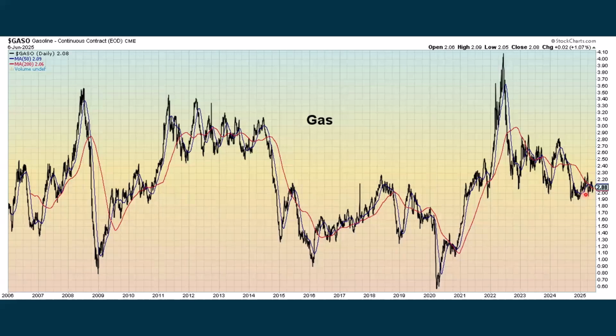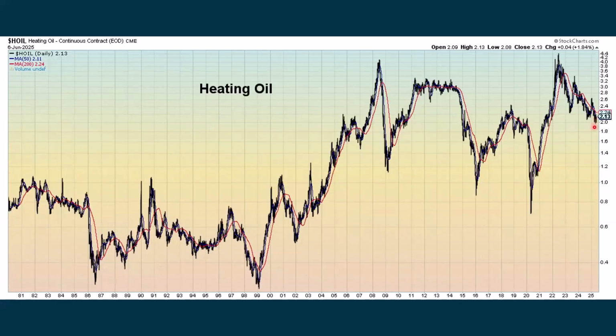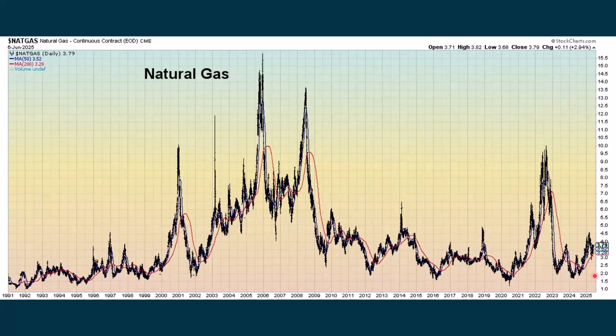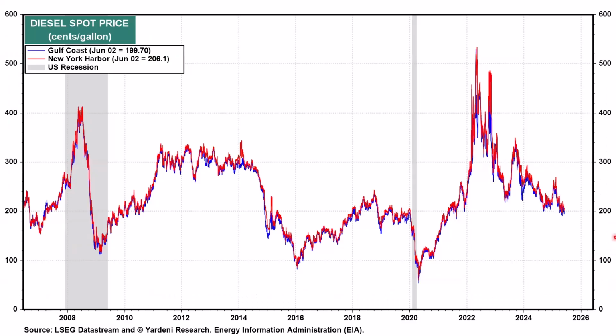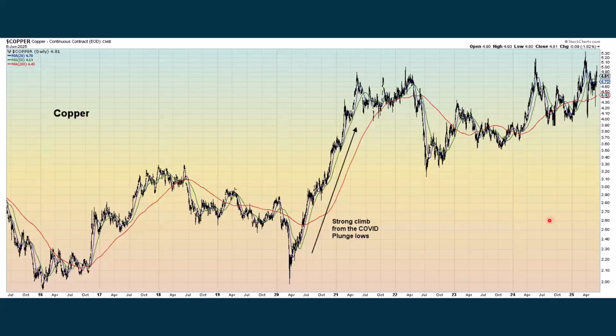Gas is still hanging on to a very slight uptrend here. The blue line hasn't quite crossed below the red line. Heating oil's in a downtrend. Of course, we're coming into the summer months now. Natural gas is still in an uptrend, even though it's been pulling back lately. And we keep an eye on diesel, which overall has been declining lately, so that's not inflationary.